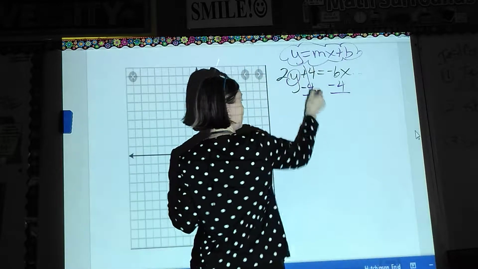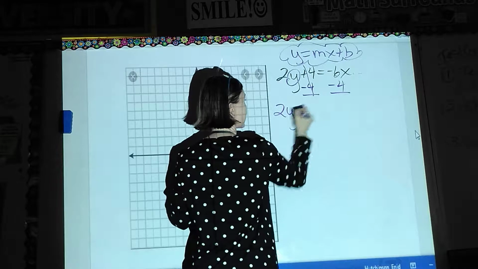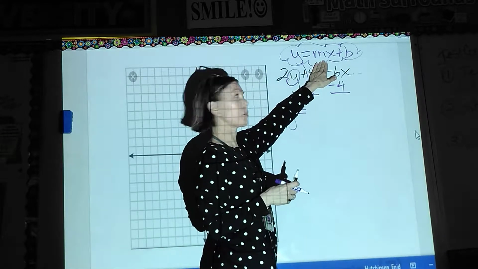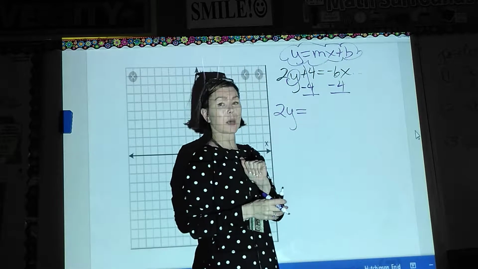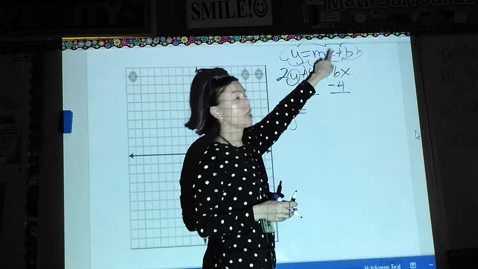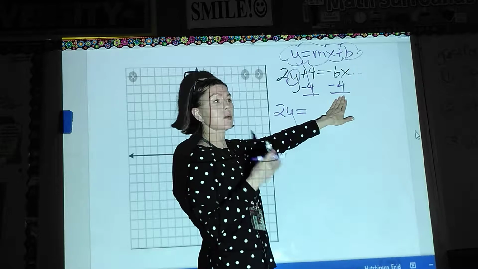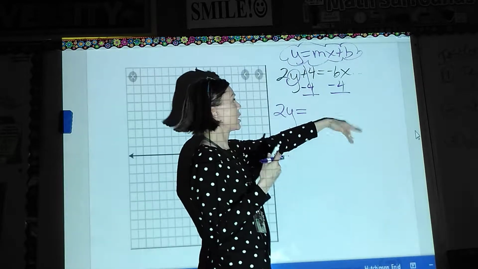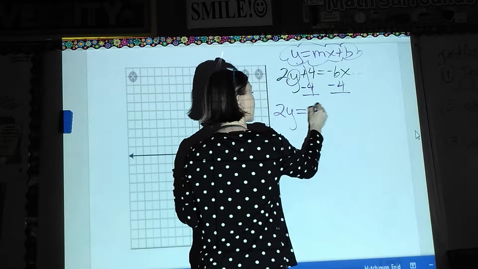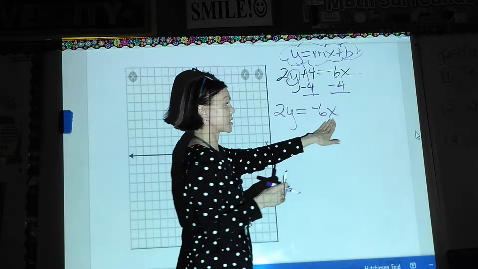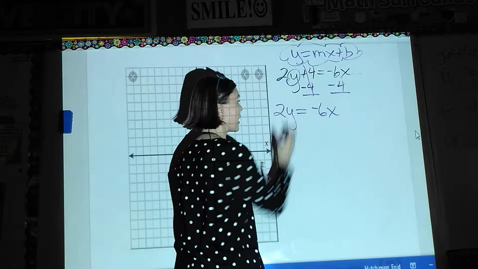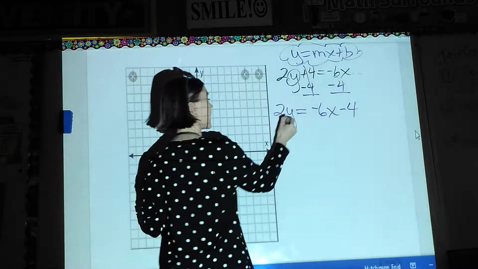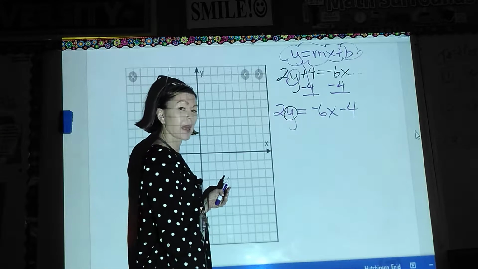And these cancel, bring down your 2y equals. Now, what comes first in our slope-intercept formula? The slope or the y-intercept? Obviously, the slope. So when you're looking at this, you always want to lead with the term that has the x variable first. So we're going to put negative 6x first so that it's in slope-intercept form. And then we're going to put our negative 4. Have we solved for y yet? No, that y isn't all by itself yet.